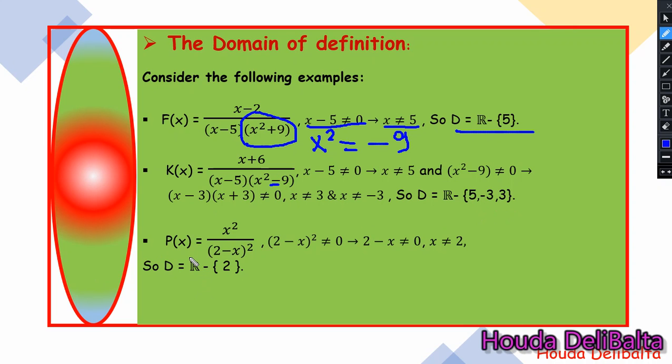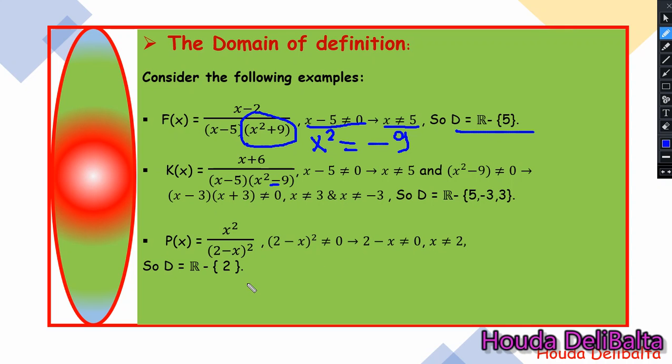Here is p of x that's equal to x squared over 2 minus x, all of it squared. 2 minus x, all of it squared, is not equal to 0. Then 2 minus x should not be 0. So I cancel the square here. I just take 2 minus x. Okay? So x should not be 2, and then the excluded value is only 2.